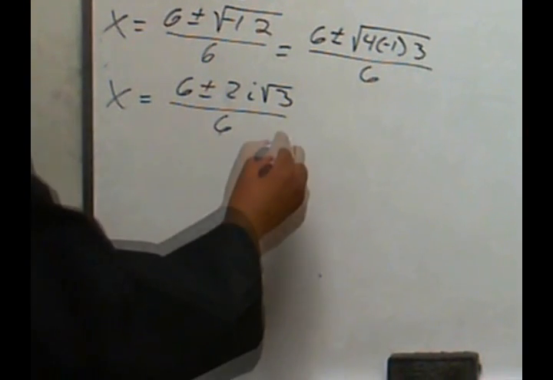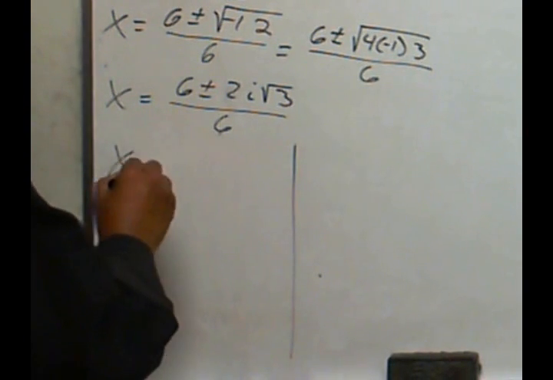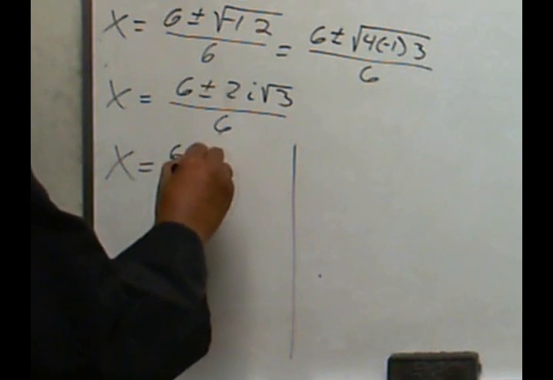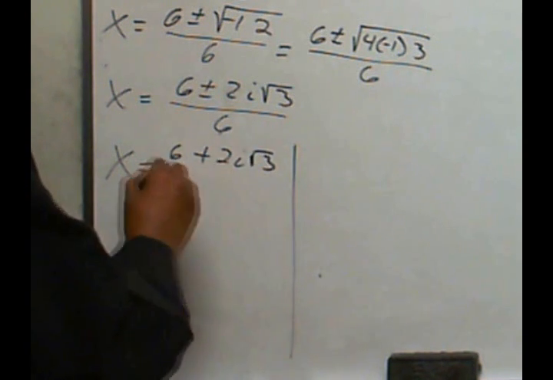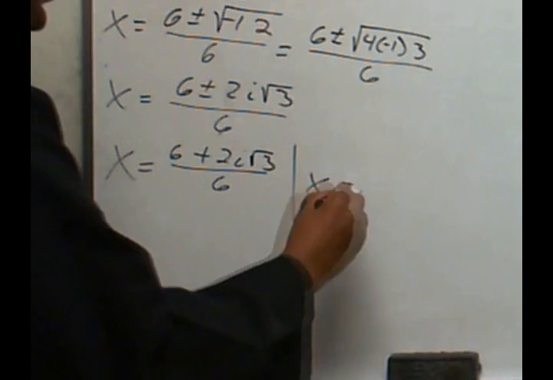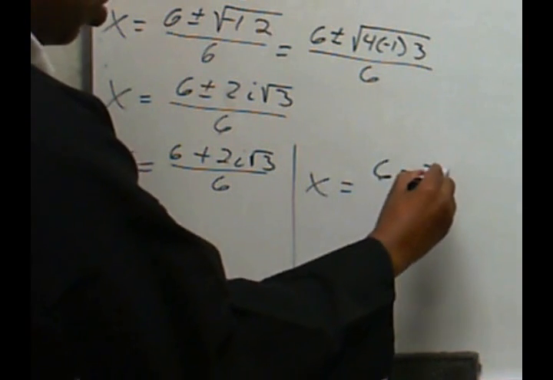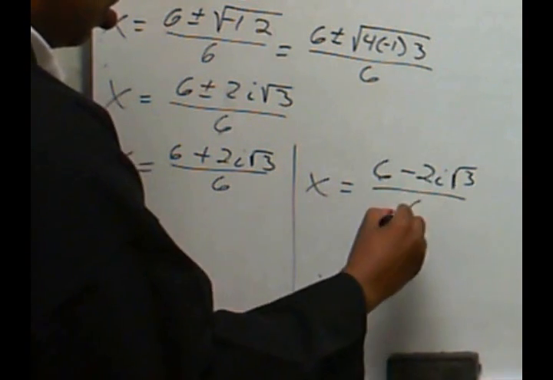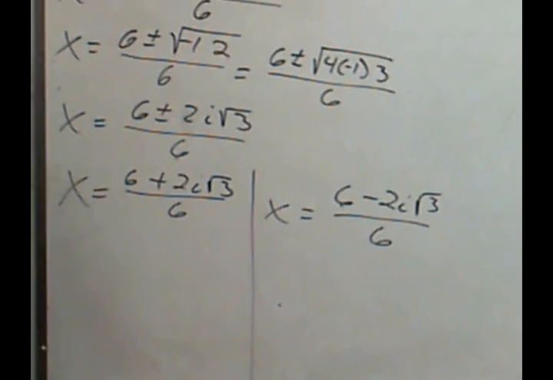Okay, and we can break this up into two solutions. x equals 6 plus 2i square root of 3 all over 6. And x equals 6 minus 2i square root of 3 all over 6. Number 6 will be left to the student to solve. 1/2 x squared plus 3x minus 9 over 4 equals 0.